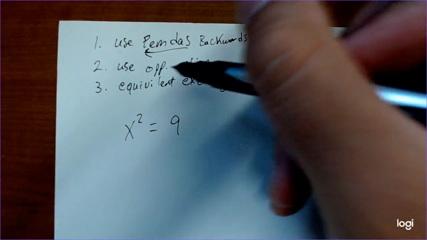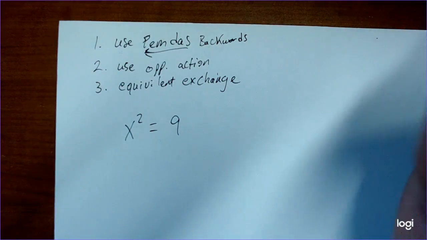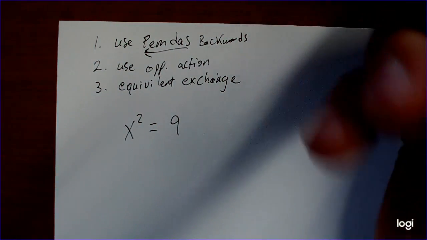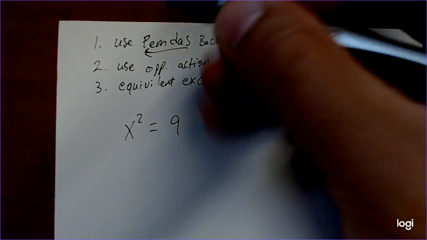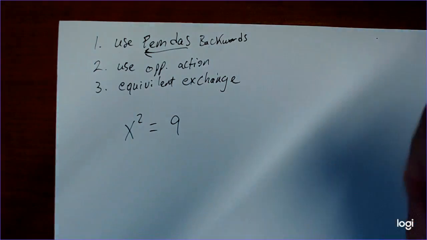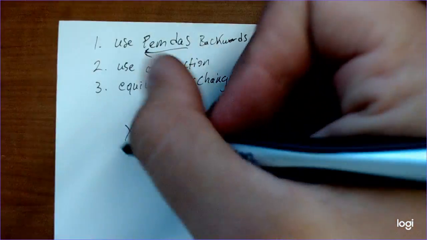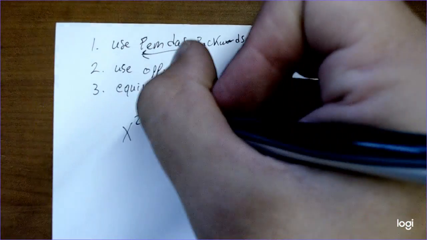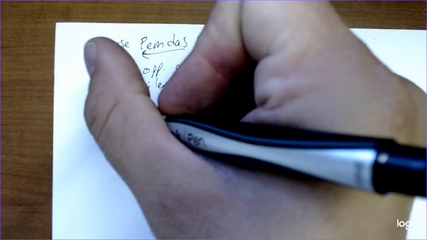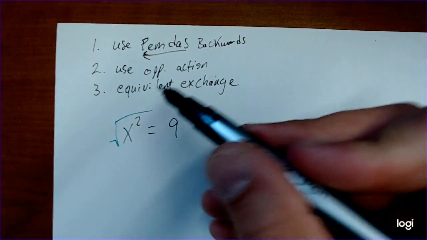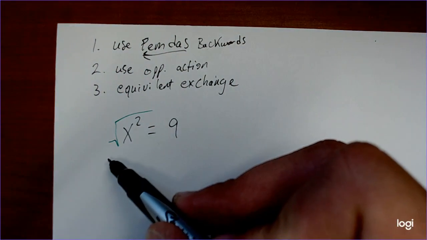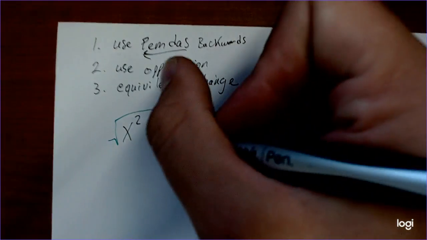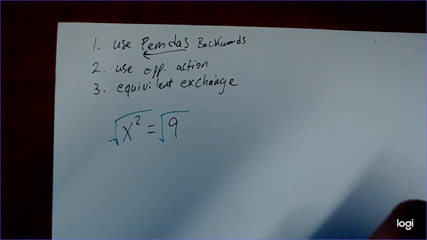In order to get rid of that x squared, I have to use the opposite action. If you remember from our order of operations problems, square roots and exponents both count as the exponent step because square roots are the inverse operation of an exponent. So the opposite of x squared is the square root. Now I've used the opposite action, and the last rule is equivalent exchange: if I do something to one side of an equal sign, I have to do it to the other. So I'm going to square root the right side of the equation.